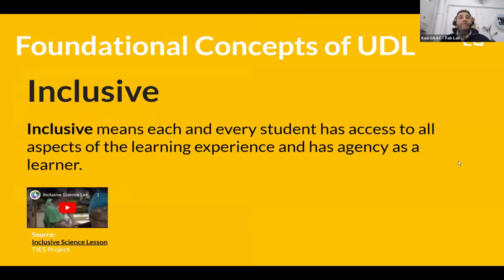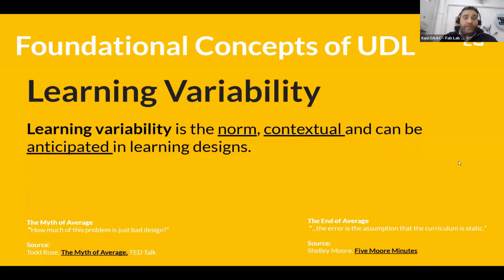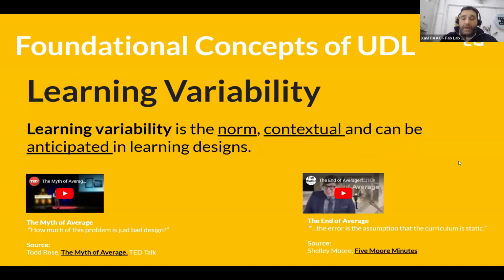In terms of inclusive, this is one of the foundational concepts of UDL. Inclusive means that each and every student has access to all aspects of the learning experience and has agency as a learner. Here I also try to include some examples for each of these concepts. It's important to think about this. We also need to think about learning variability, which is the norm, and the context is also important, and maybe we need to anticipate these learning designs.